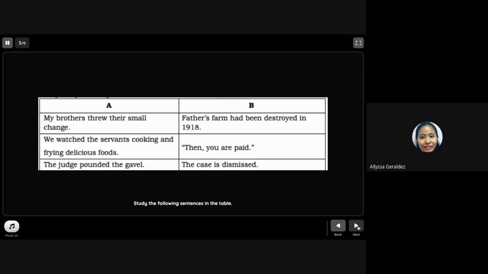Who threw their small change? Very good. Brothers. How about who watched the servants? Excellent. We. Who pounded the gavel? Very well said. Judge. How about in column B? Are the subjects doing the action of the verb? No. The subjects only receive the action of the verb.